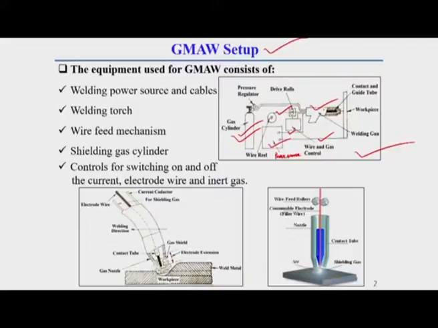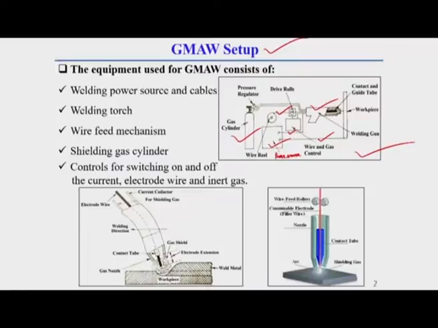Then some control mechanism is also used. This control mechanism is required for switching the current, electrode wire and inert gas on and off. This control system is used to control the gas flow rate, so an inert gas controller or regulator is there. There are different controls. There is also a control for switching the current on and off, and another control for feeding the electrode wire from the reel.